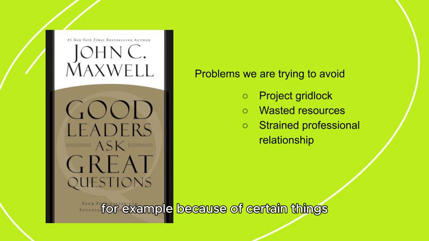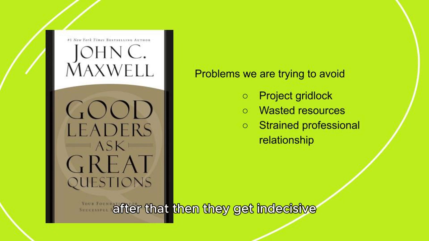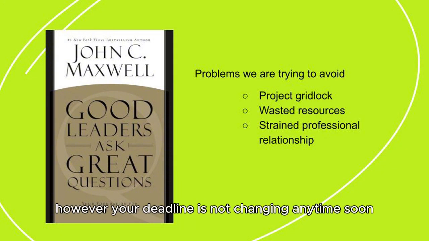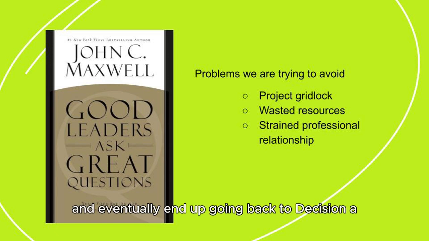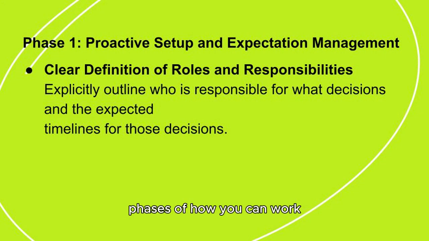For example, because of certain things they cannot move past decision making, then the project is stuck, wasted resources. For example, someone makes a decision A. After that, then they get indecisive. They want to explore B, C, D, E, F, G. However, your deadline is not changing anytime soon, and eventually you end up going back to decision A. When events like this happen, that's when you get people stressed out, and that is a very strained professional relationship with each other. So I'll move on to the phases of how you can work better with indecisive stakeholders.